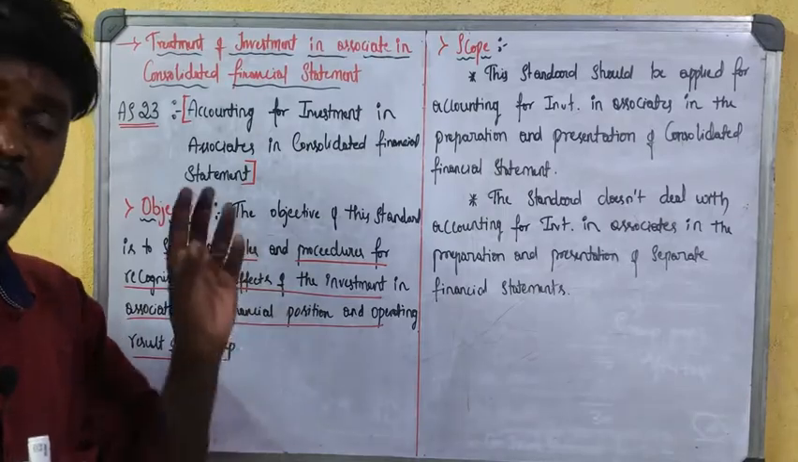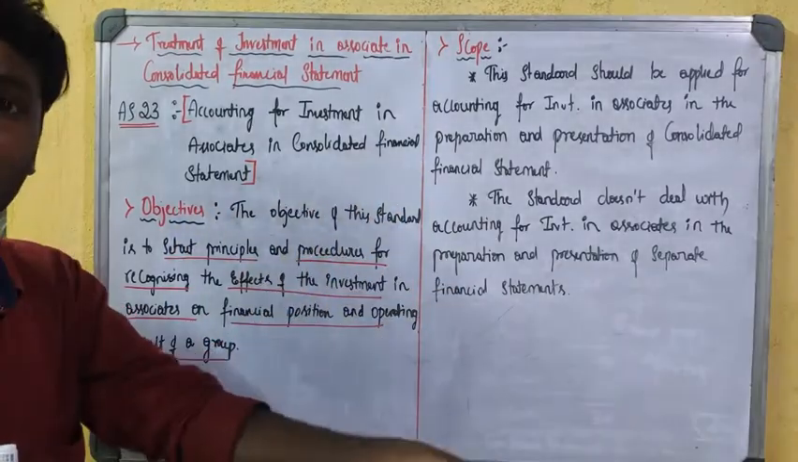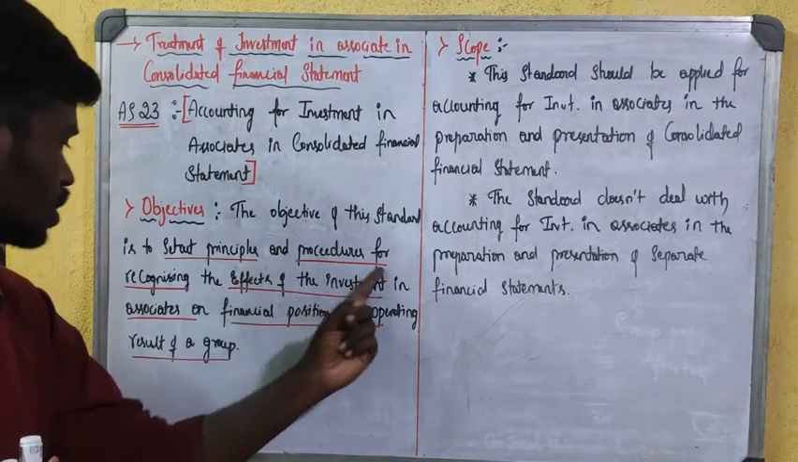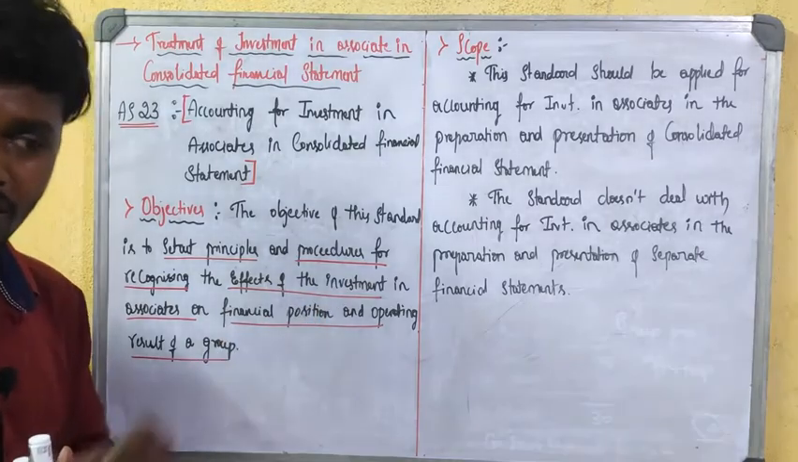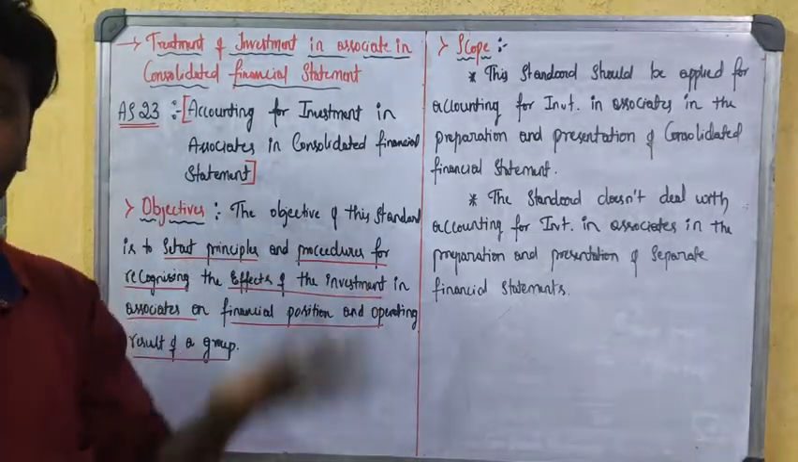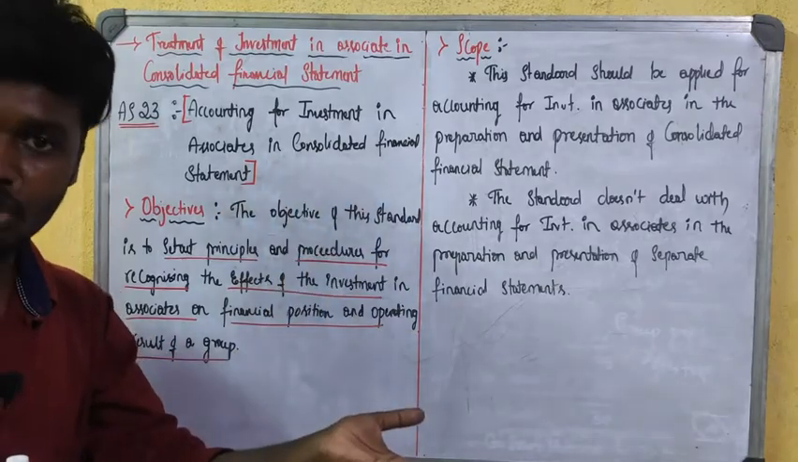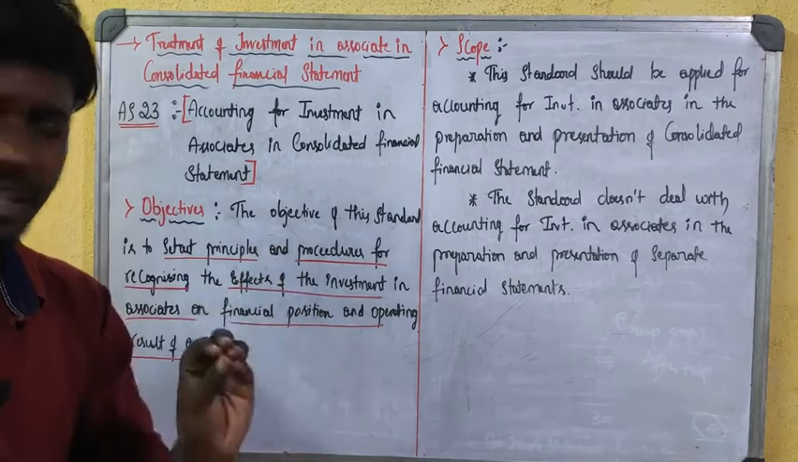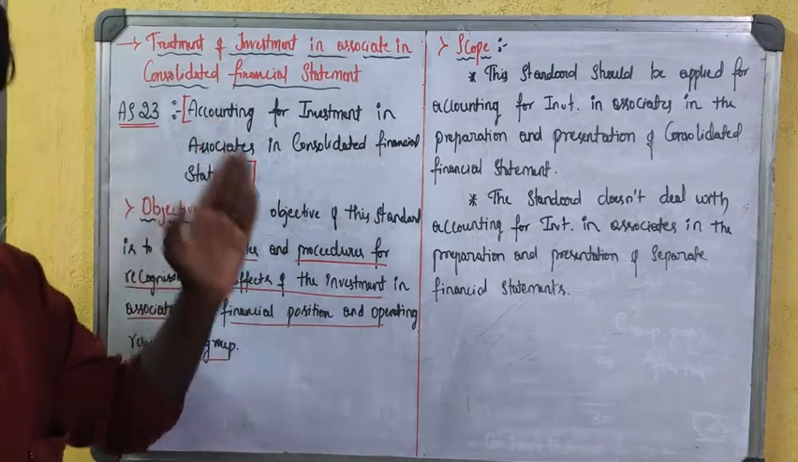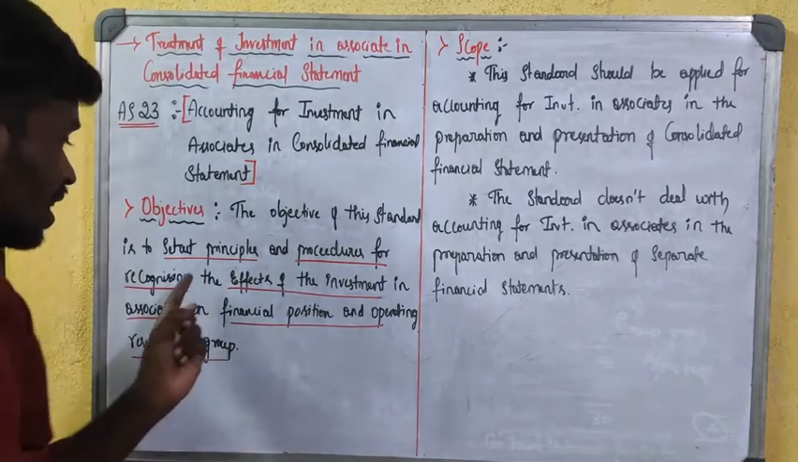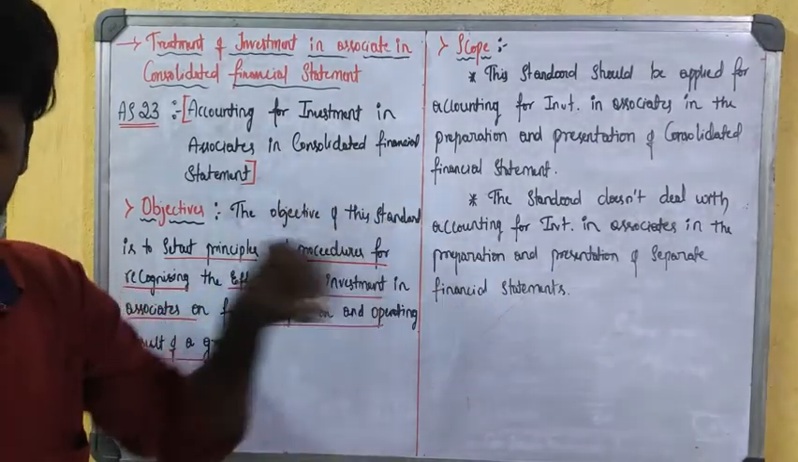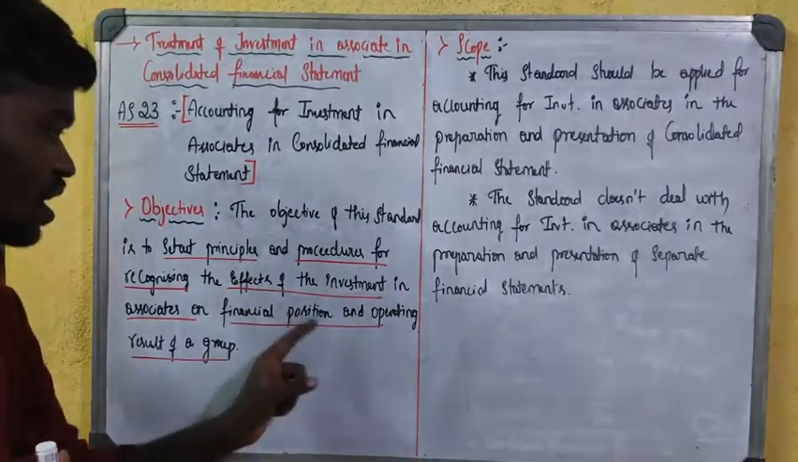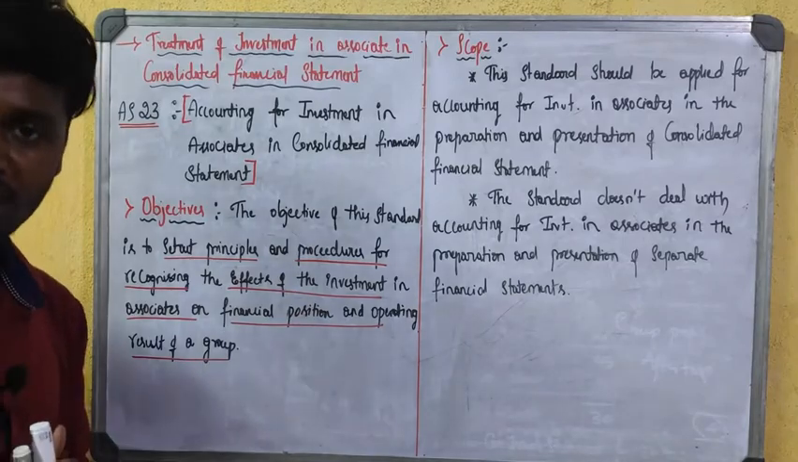So about this investment in the associate, it sets out the rules and regulations, that is how to treat the investment in the financial position, that is financial statement. So it sets out the principles and procedures for recognizing the effect of the investment, that is, in order to identify whether the investment is a good or worthy investment, a positive or negative investment. So in order to identify that, the accounting standard 23 implements the rules and regulations to recognize the effect of the investment in the associate company, and this ultimately affects the financial position of the business organization and operating results of a group financial statement.